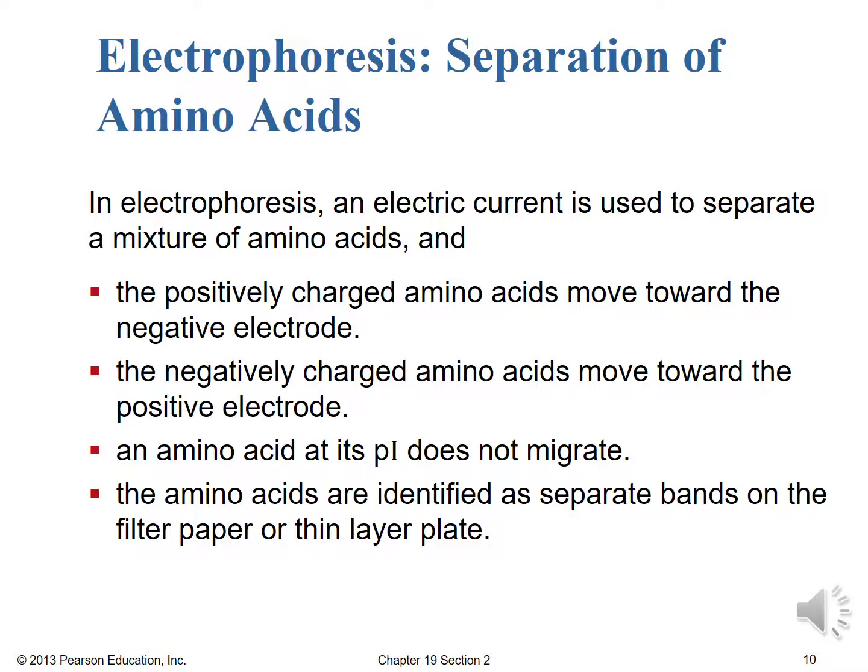If it's at its isoelectric point, then it's neutral overall, although it is charged positive on the amino terminus and negative on the carboxylate terminus. But overall, it has no net charge, and therefore it does not migrate. And then the amino acids are identified as separate bands on filter paper or thin layer plates, depending on how you do the workup after you've done the separation.